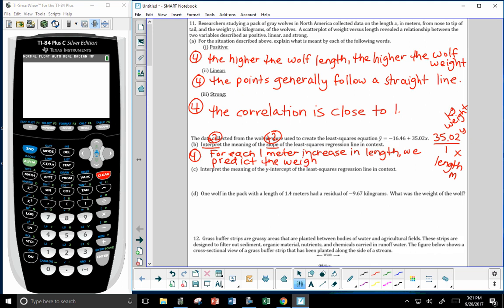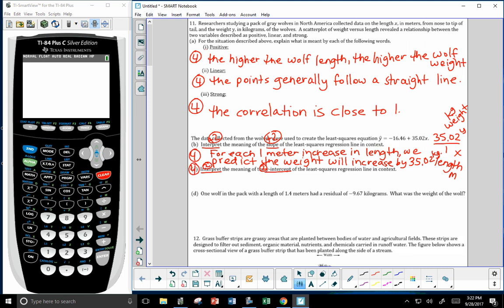So again, interpret was 2 points, and then actually giving the correct value of the y-intercept was the separate 2 points, for a total of 4 points for that problem. So if you at least said the y-intercept was negative 16.46, then you got half of it right, but you needed to write a correct interpretation as well.